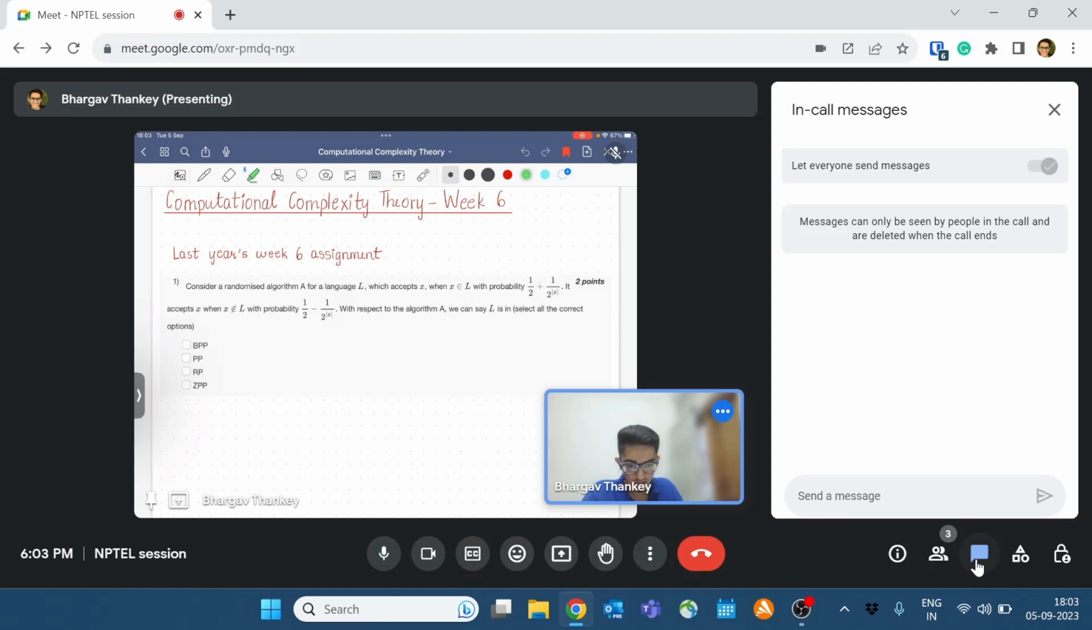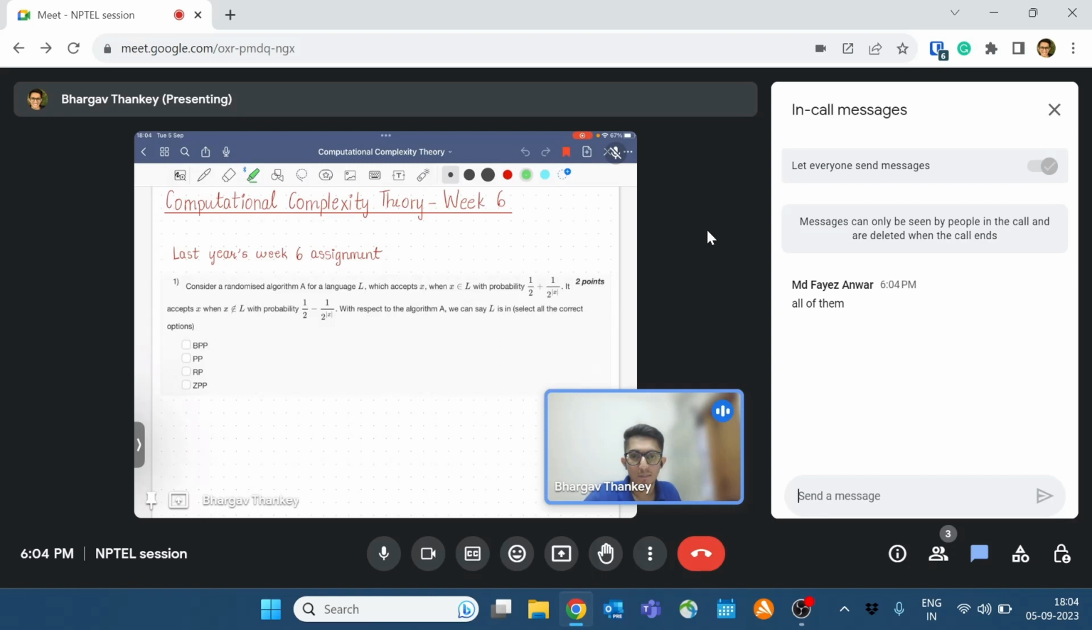So the first problem is: consider a randomized algorithm A for a language L which, when X is in L, accepts with probability 1/2 plus 1 over 2 to the size of X. And when X is not in L, it accepts with probability 1/2 minus 1 over 2 to the size of X. So the question is, with respect to the algorithm A, what can we say about L? The options are BPP, PP, RP, and ZPP. So, which of these classes does L belong to? Would you like to guess? Okay, so you are saying all of them.